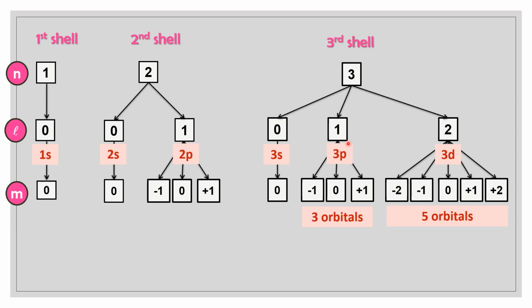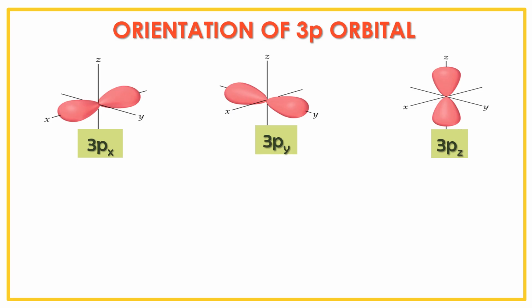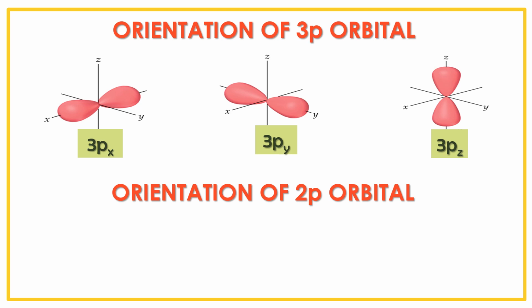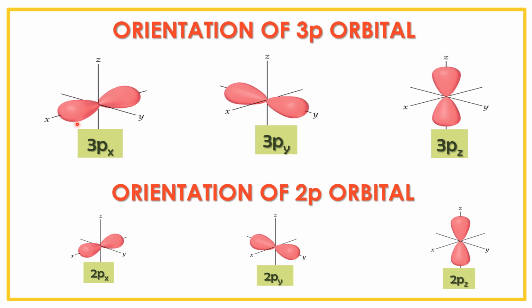2p ni pun sama macam 3p ni. Value of M dia ada 1, 2, 3. So 2p pun ada 3 orbitals macam 3p. Orientation of 2p orbital ni lebih kurang je macam orientation of 3p orbital. Cuma bezanya dia tukar 3 kat depan menjadi 2px, 2py, and 2pz. Size untuk 3p orbital dia lebih besar, size untuk 2p orbital lebih kecil.